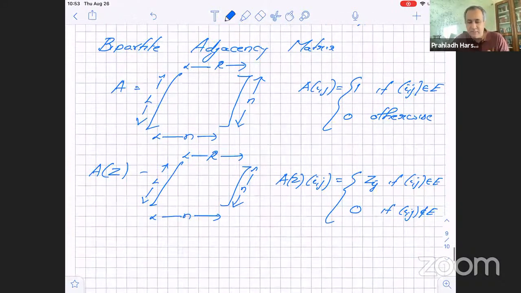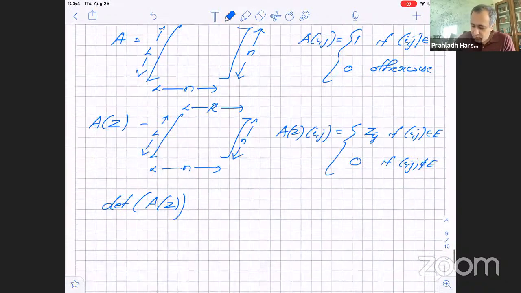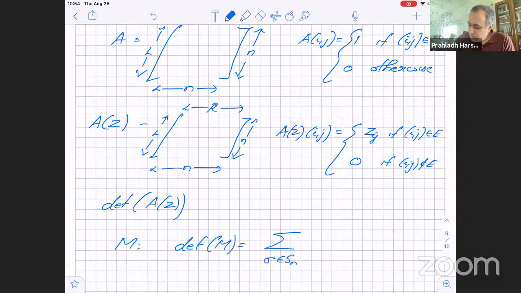So let's look at this matrix. Why do I care about this matrix? Now let's look at the determinant of this matrix. Some of you know, if I give you a matrix M, what is its determinant? The determinant of M is exactly, you go over all permutations sigma in Sn. It's -1 to the sign of the permutation, the product of Mi sigma I.